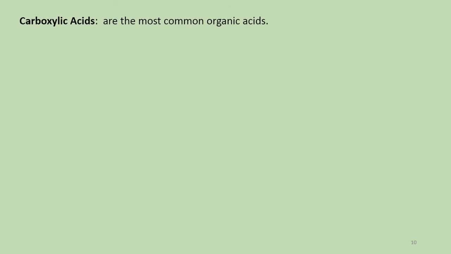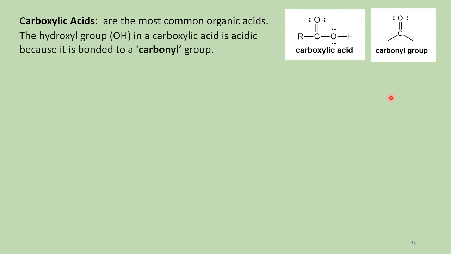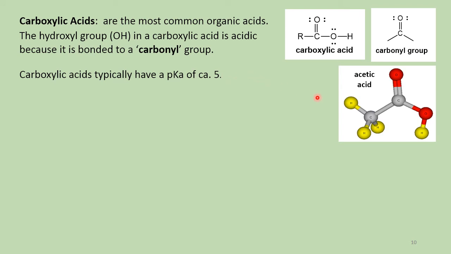Since we're talking about acids, let's look at the most common organic acids called carboxylic acids, R-carbonyl-OH. Now, the hydroxyl group in a carboxylic acid is acidic because it is bonded to the carbonyl group. See, carbonyl groups are electron withdrawing, and it changes the game. We don't have carbonyl groups in water or in alcohols, and those hydroxyl groups are not acidic, but in a carboxylic acid, in fact, it is acidic. Typically, they have a pKa of approximately 5. This is a structure of acetic acid, CH3-carbonyl-OH.